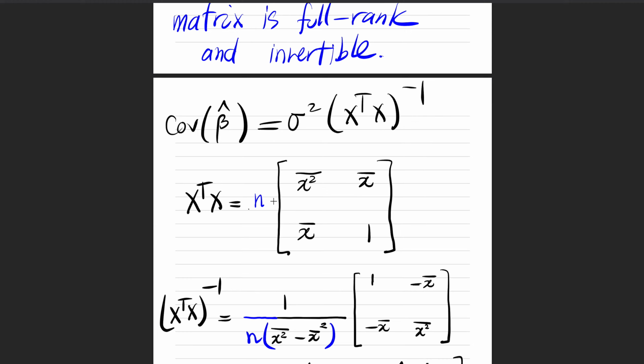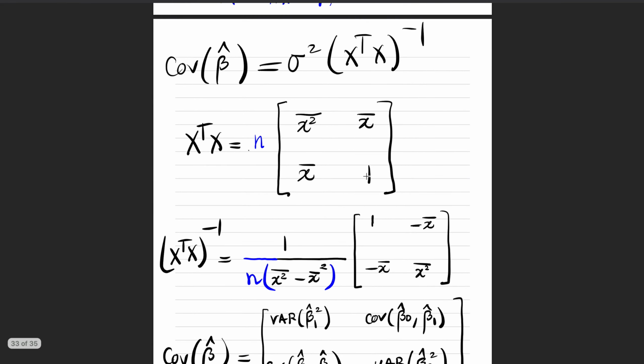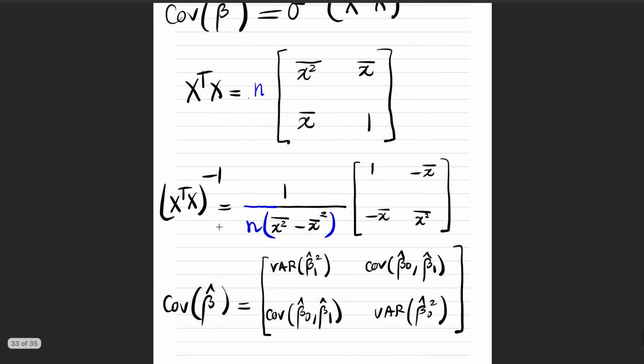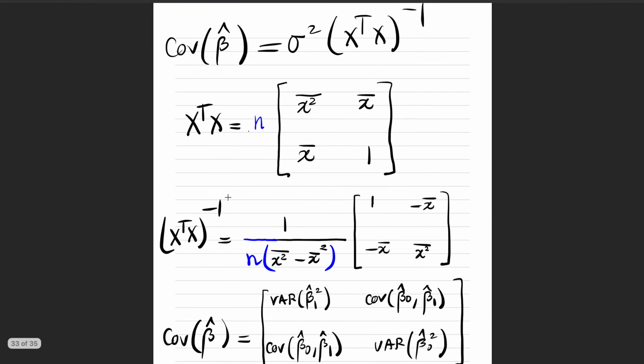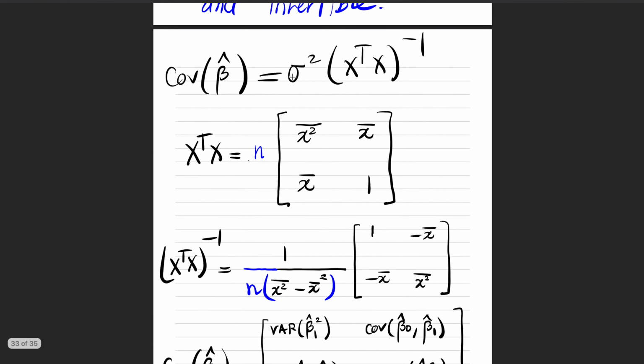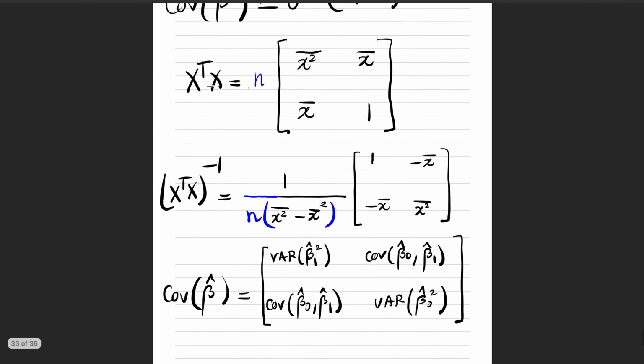So X transpose X is n times this. So the inverse of it is we switch the 1 and the x2 bar, and then we make the off-diagonal negative. And then the n becomes 1 over n, and then you have 1 over x2 bar minus x bar squared. Essentially, this is X transpose X inverse. And what do you want to do with it? You want to plug it in here times sigma squared to get the covariance of beta hat.